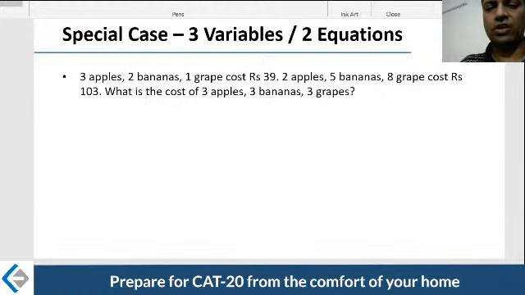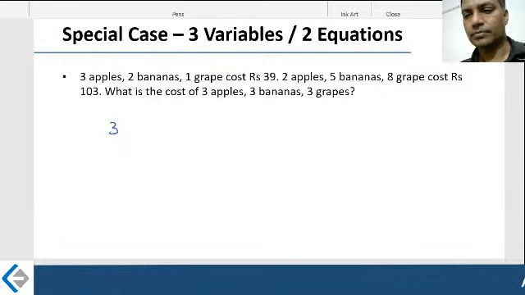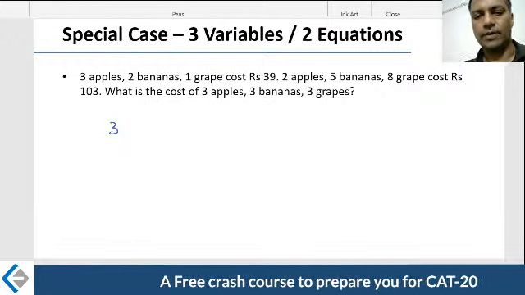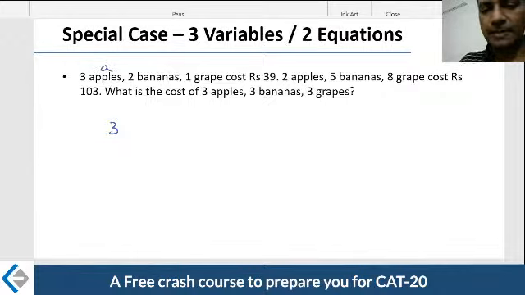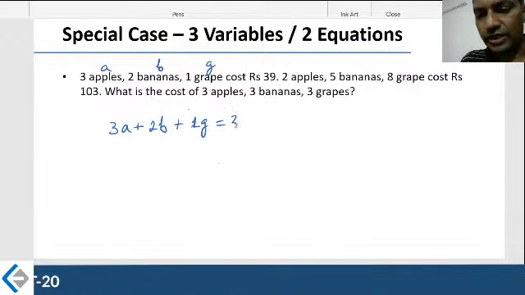3 apples. So what is the author trying to say? Read the question. Take a minute, just read the question. Let me take the price of apple as A, price of banana as B, price of grape as G. Therefore, 3 apples, 2 bananas, and 1 grape cost how much? 39 rupees.